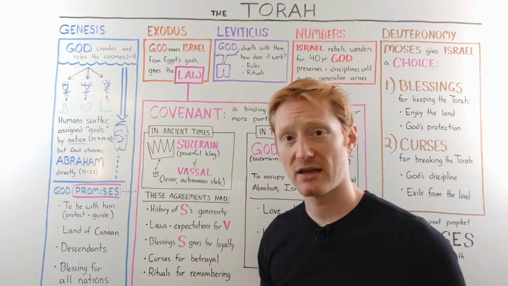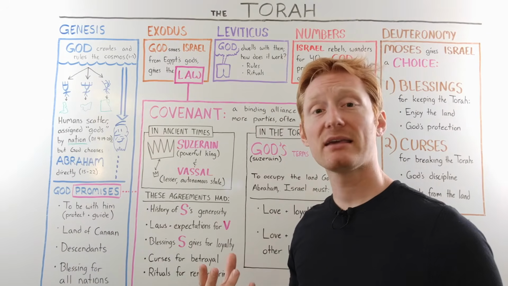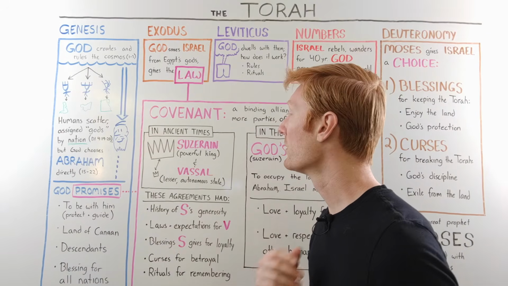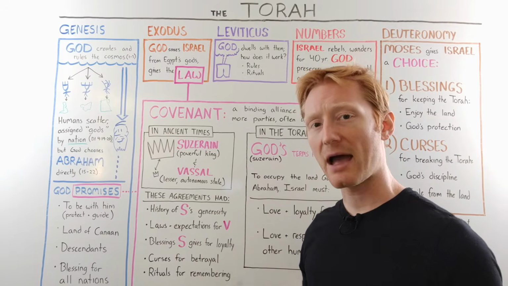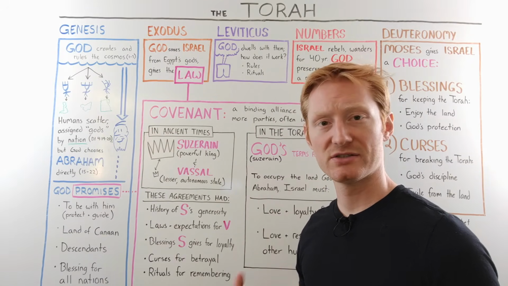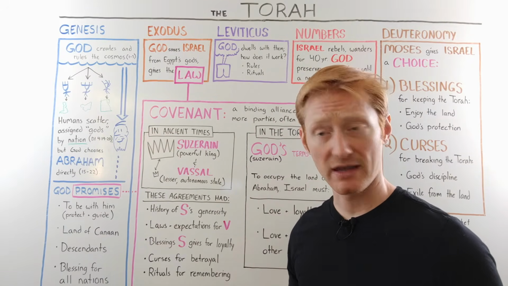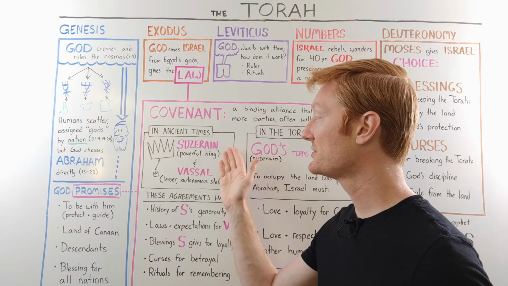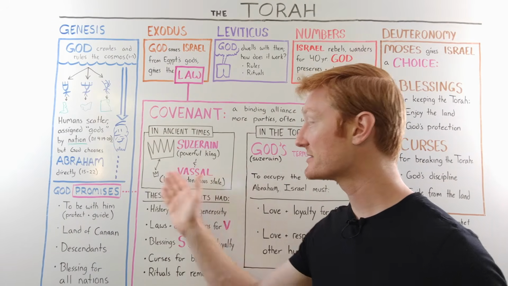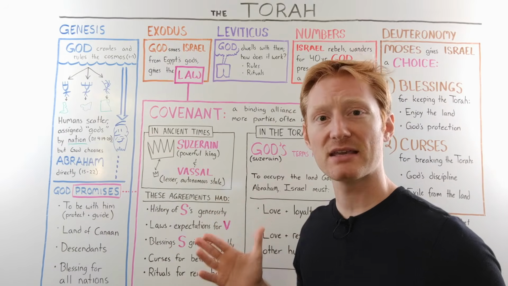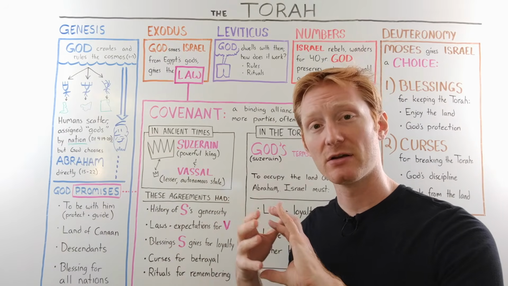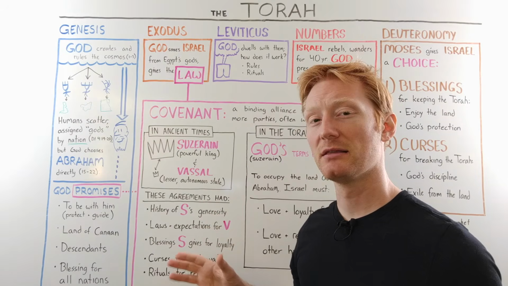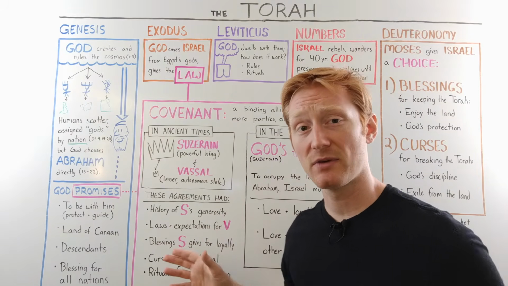Now, in ancient times, you would have mighty kings and then lesser kings. And the mighty kings were called suzerains. These are powerful kings that could exert force over smaller kingdoms. And what would happen is it would be in the best interest of the suzerains and the lesser kingdoms, or the vassals, to, instead of fighting each other, look out for each other.